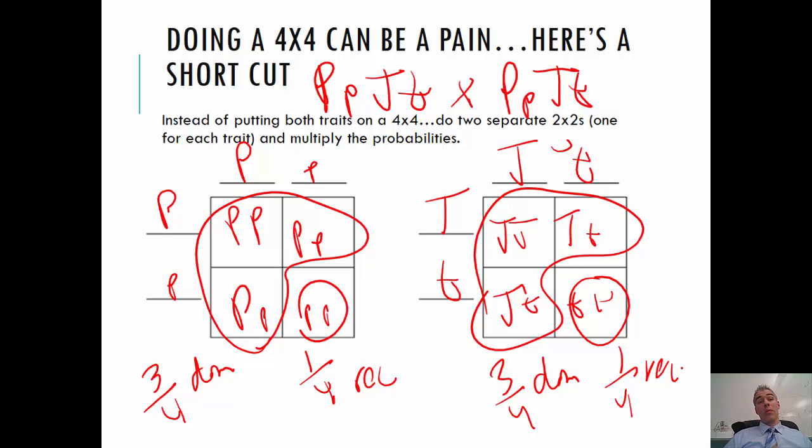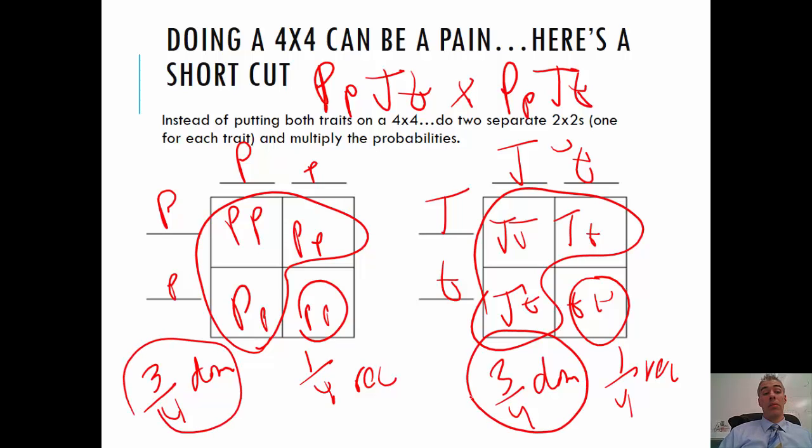So if you know the laws of probability, when you say "and," that means you multiply the probabilities together. So what is the probability that you are going to have one that is dominant here and dominant here? We multiply the probabilities. 3/4 times 3/4, guess what you get? 9/16, right? What if we want the dominant and the recessive? 3/4 times 1/4, 3/16.